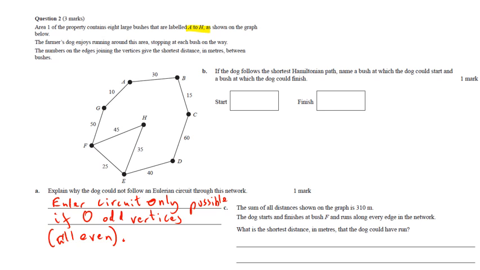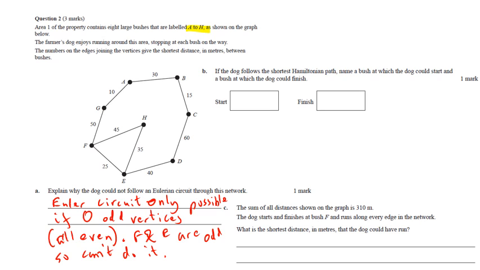So if you look, there's an odd. F and E are odd. So we can't do it. We can't have an Euler circuit. That one's fairly straightforward for A.